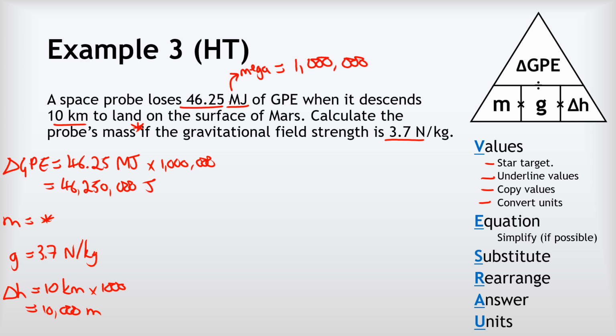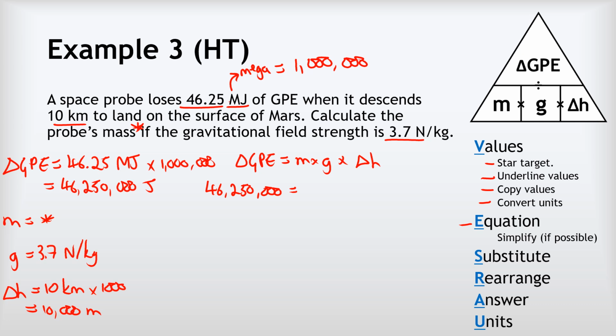Let's write out our equation. So the equation is, as always, delta GPE equals m multiplied by g multiplied by delta H. Do not be tempted to skip this step. It really makes a big difference. It makes it much easier to pick out the right numbers. So our delta GPE we just saw was 46,250,000 equals m times g times delta H.